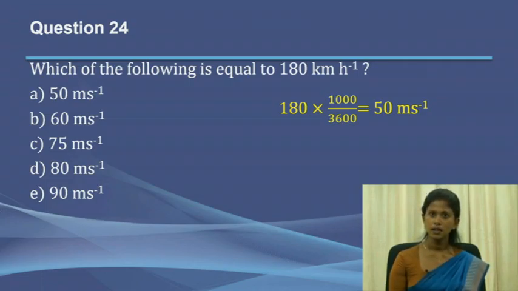So you know that 1000 meters are equal to 1 kilometer. So in order to convert 180 kilometers to meters, you have to multiply it by 1000. Since you also know that 3600 seconds are equal to 1 hour, you have to divide the result by 3600, which will give the answer as 50 meters per second. So this is our answer.